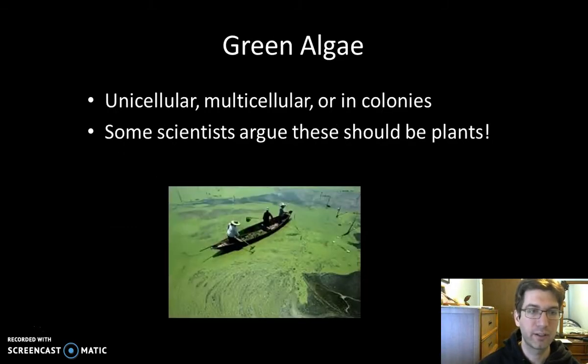Next, we're looking at green algae. Again, your euglenoids can be in this category. They can be multicellular, they can be unicellular, and they can form colonies. Scientists can argue that some of these will be plants, so keep that in mind if you're doing any research on things. For our purposes, green algae is going to be a protist, though.